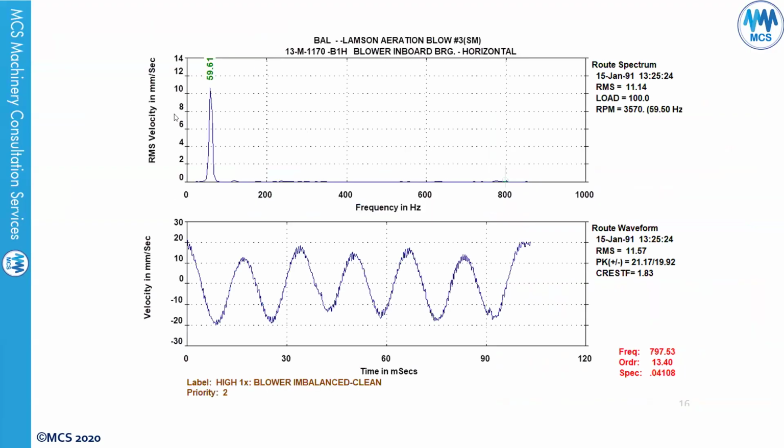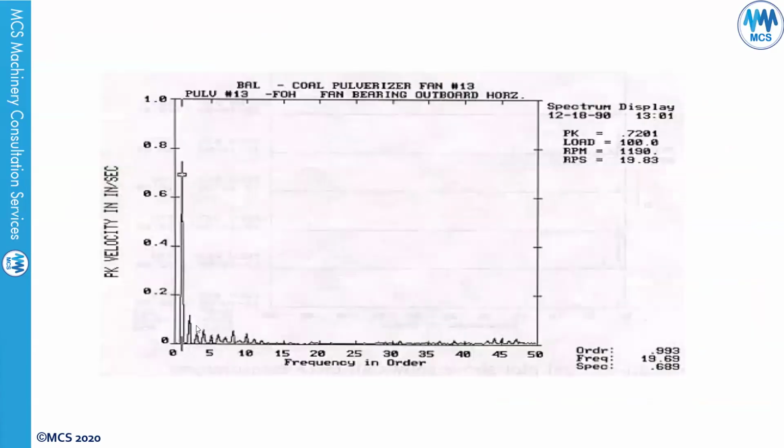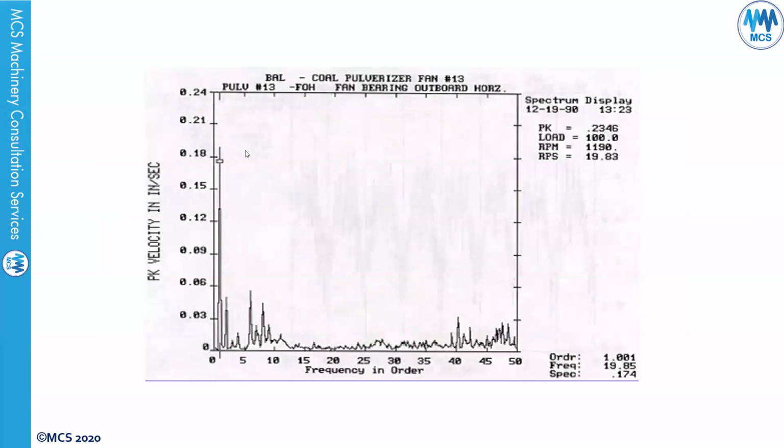This is how the imbalance will look in the vibration spectrum. You'll see high 1x vibration with an almost sinusoidal sine wave. This is again how the imbalance will look, with high 1x vibration.